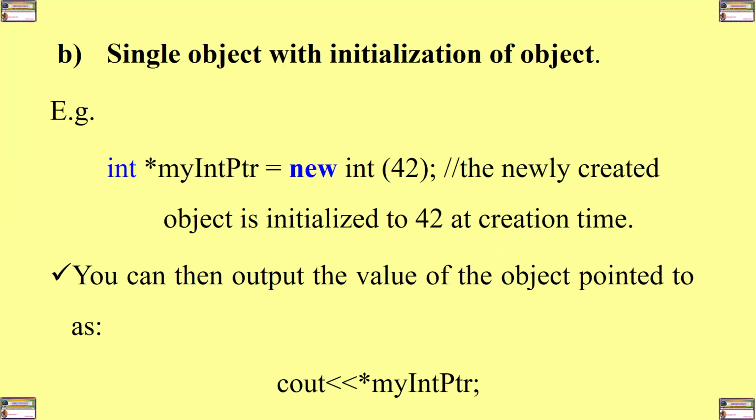In other words, when we have a statement like this, it directly accesses the value of the memory that is being pointed to by the pointer called myIntPointer, and then that value is being displayed or output on the screen.